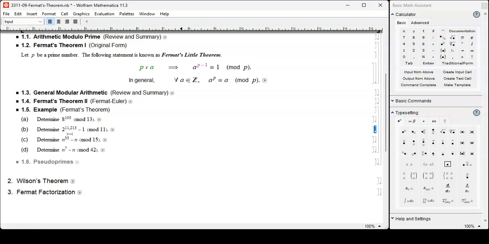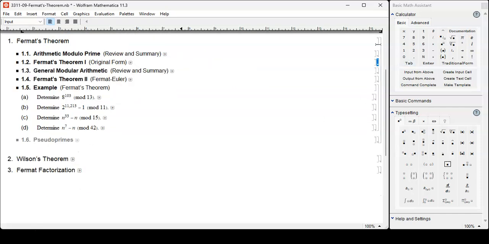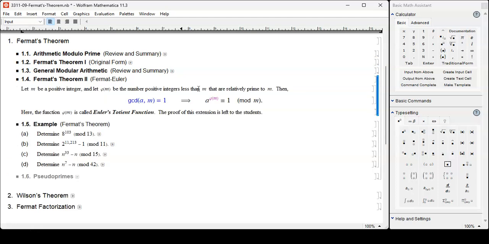Let's see, how about these? Oh, looks like these are problems that use Euler's extension of Fermat's theorem, because as you can see, we have a composite number here, another composite number there. So looks like this is a good time to stop, and then let's work out part C and part D in a separate video.